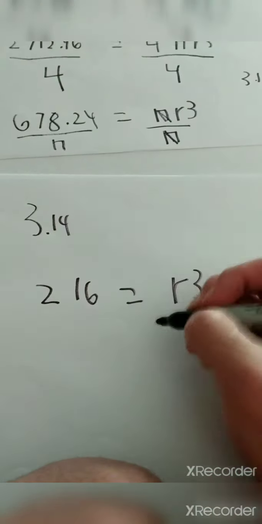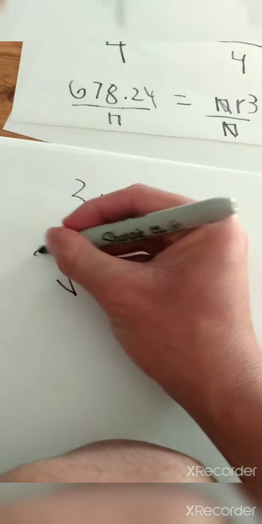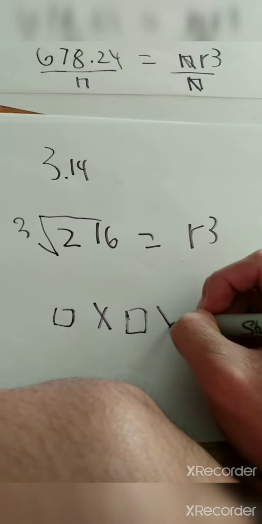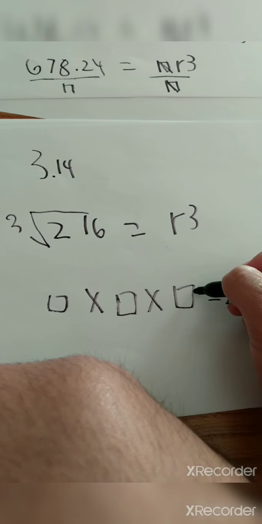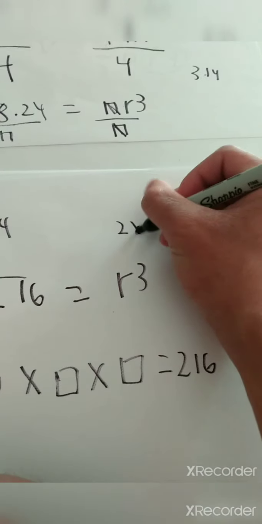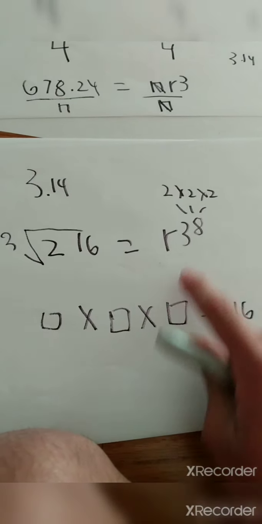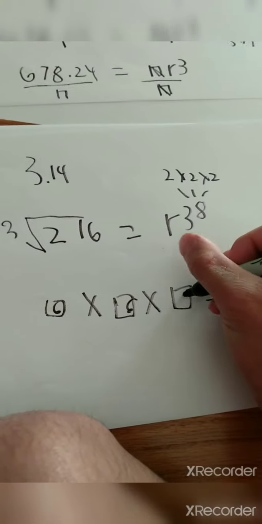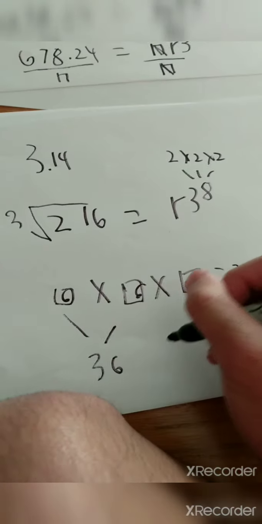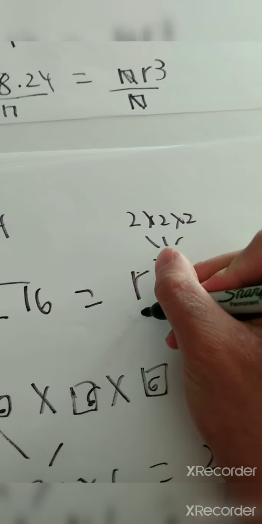So now we have 216 equals radius cubed. If we want to find the radius, which is the missing information, then we're going to have to find the cube root of this. So what times what times what equals 216, but all of these have to be the same answer, because if we say 2 for the radius, that would be 2 times 2 times 2, that would equal 8. So what number multiplied by itself 3 times can equal 216? If we multiply 6 by 6, that's 36. And if we multiply that by 6 again, that'll be 216. So we did it. The radius is going to be 6.